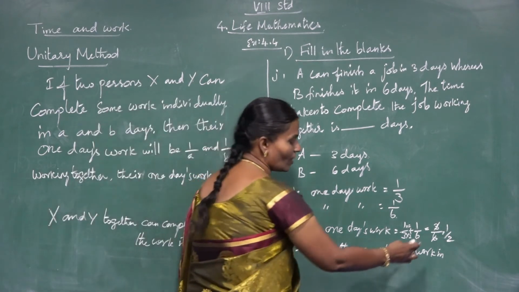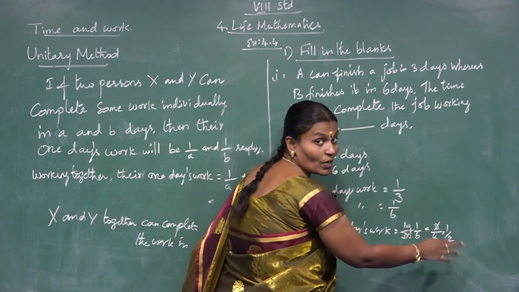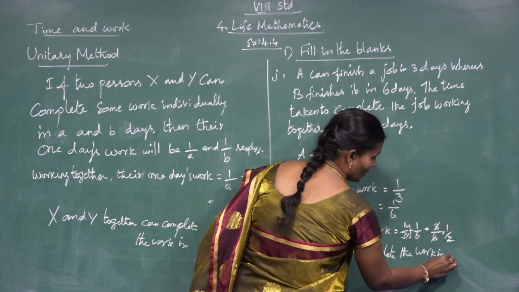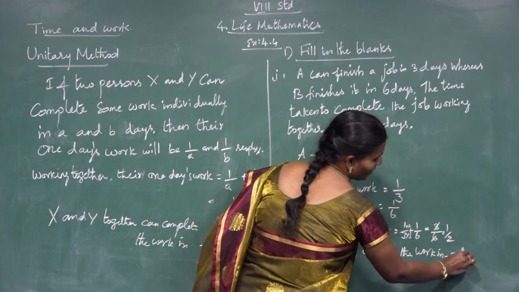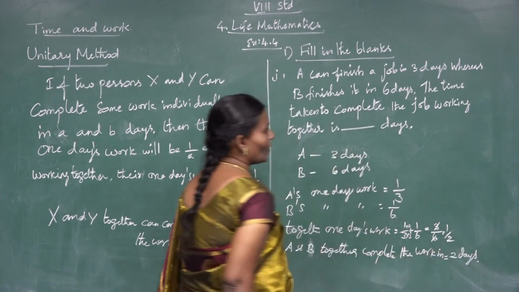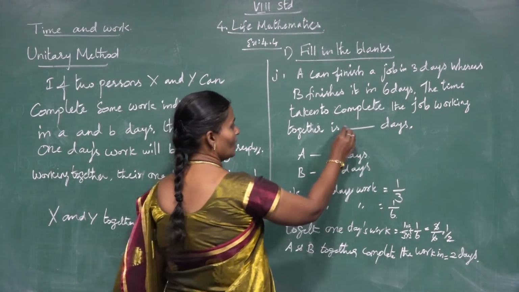Like that here also, here comes 1 by 2. What is the reciprocal of that? 2 by 1. So you consider that is 2 days. Understand, children? So what comes here in the fill up? 2 days.